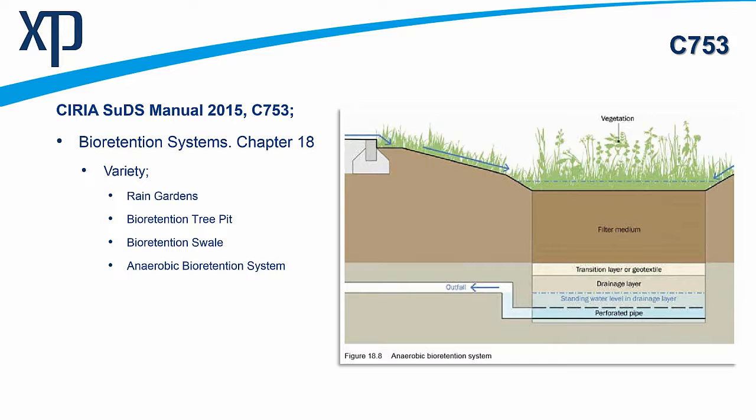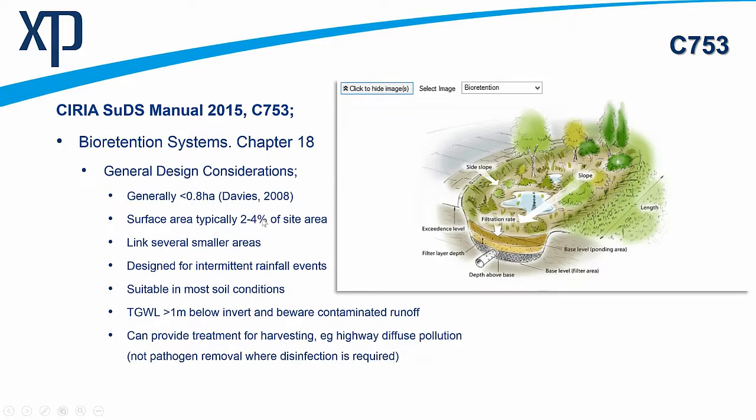If we step back a little bit and look at the general design considerations, there's a paper produced by Davis in 2008, and this was to suggest that generally we shouldn't be putting areas in that are greater than 0.8 hectares. So typically the areas are 0.8 hectares or less in area, running off into the bioretention area. The surface area would typically be only 2 to maybe 4% of the site area. And the idea is to link several smaller areas together to gain the multiple benefits of these all interlinking.